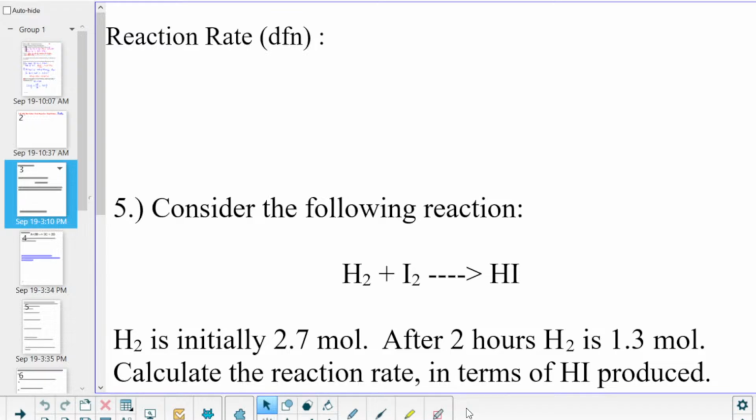Okay, your notes should be out. We are starting out with the definition of reaction rate. Gentlemen, why are your notes not out? Why are you not ready to go? Where's your pencil? Where's your pen? Let's go. Reaction rate.